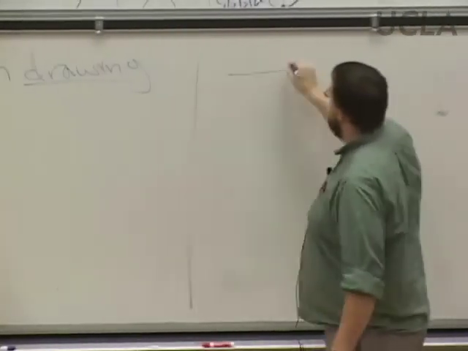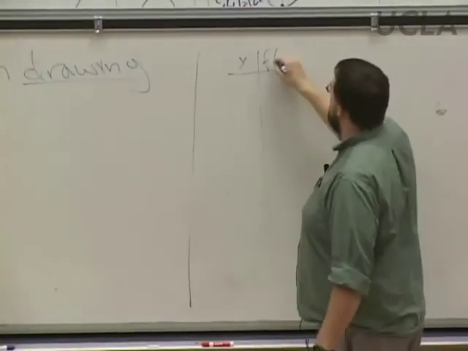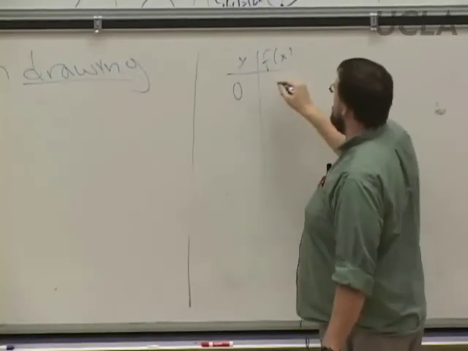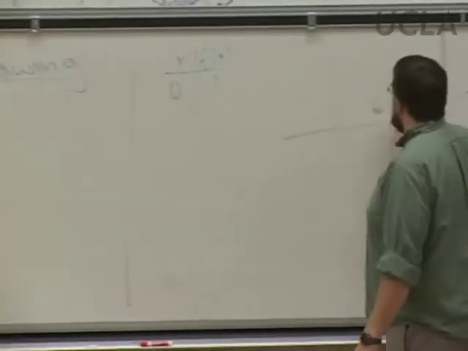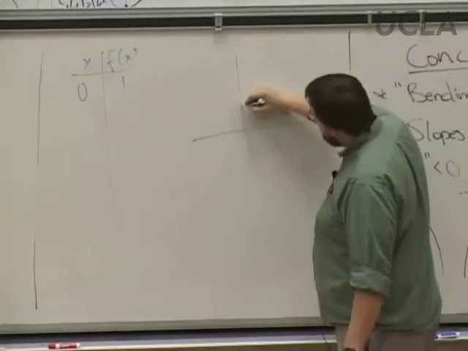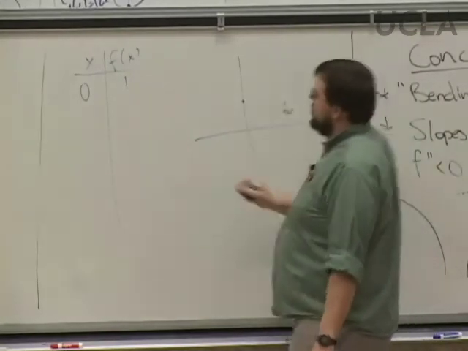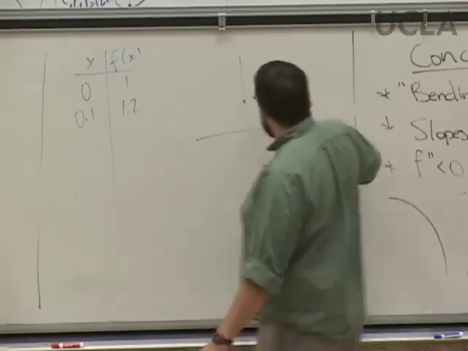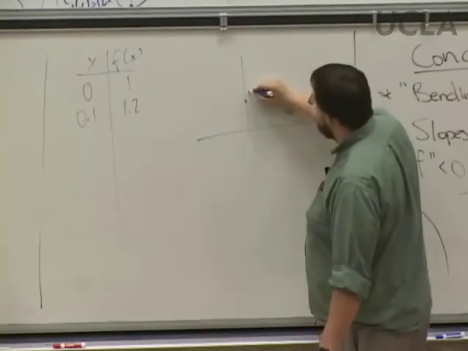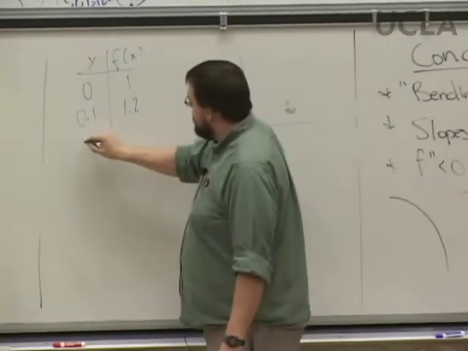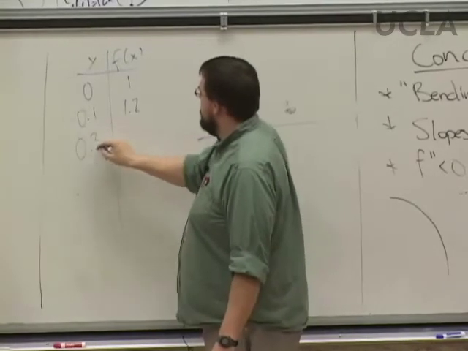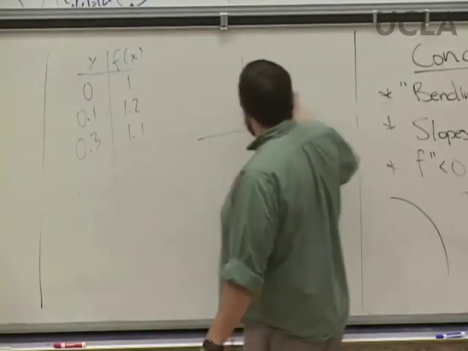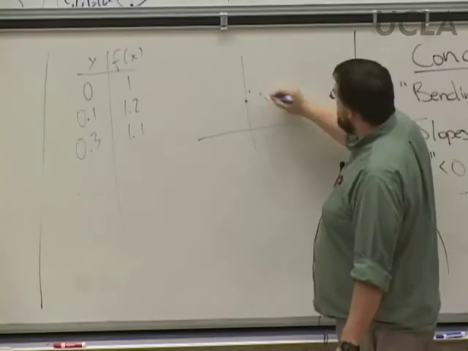So you have x, and you have f of x. And you might have at 0, you get 1. So that means that you come over here, and at x equals 0, y equals 1, you put a dot. You might say, well, at 0.1, I'm at 1.2. Okay, so you come up to 0.1, you put 1.2. And then so forth and so on. Well, at 0.3, you're up to 1.1. Now, what do you notice about this process?